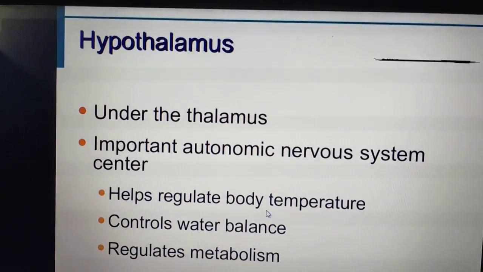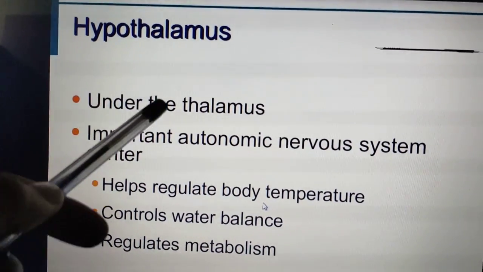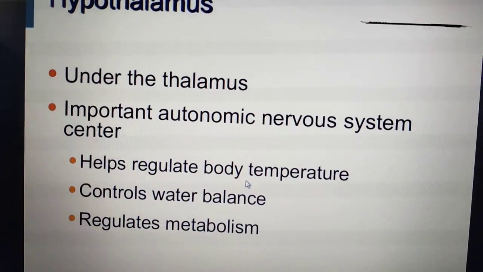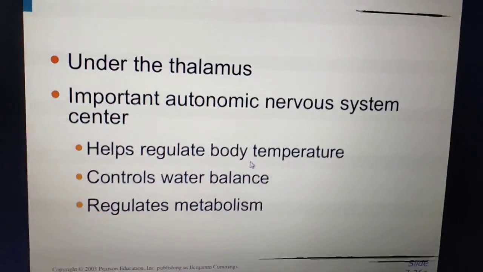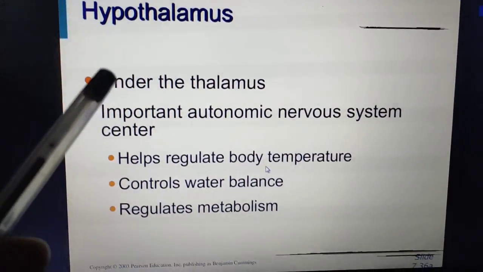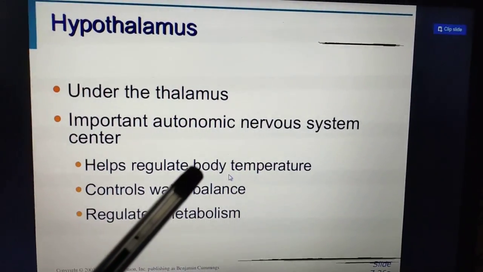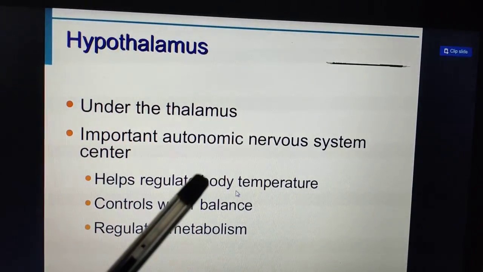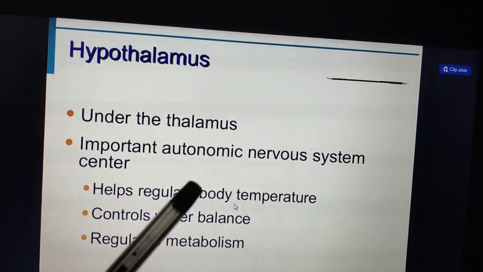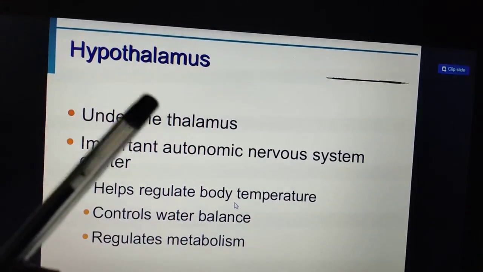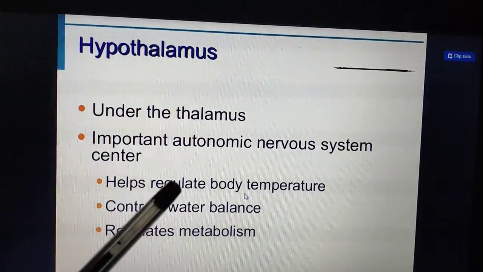Now we'll see what the hypothalamus is. Hypo means down. Below the thalamus we call the hypothalamus, under the thalamus, isn't it? It is an important autonomic nervous system center. The main function of the hypothalamus is to help regulate body temperature. This is a frequently asked question in the exam. Which is the temperature center? Whether fever, cold or chill, all is maintained by this part of the brain that we call the hypothalamus. It is a very important question, keep it in mind, okay?